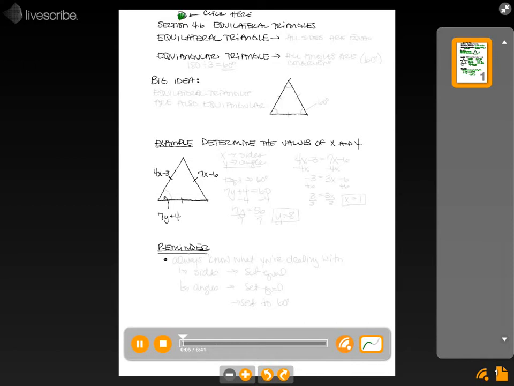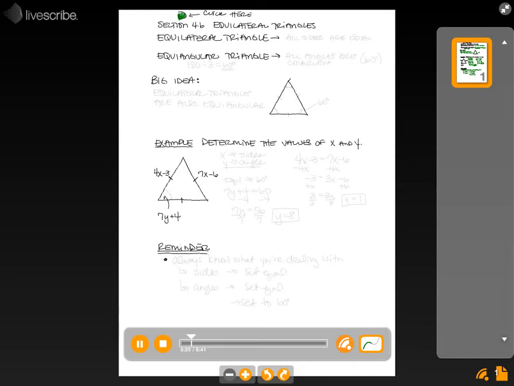Alright, this is the second part of your notes for section 4.6, and it's on equilateral triangles. Remember, 4.6 had two different types of triangles it talked about. Isosceles, which was your first video, and the second video deals with equilateral. Now, I will warn you, equilateral triangles are a lot easier. There's only a couple things you can do. You can't really get it wrong. There's just two things you have to remember, okay?